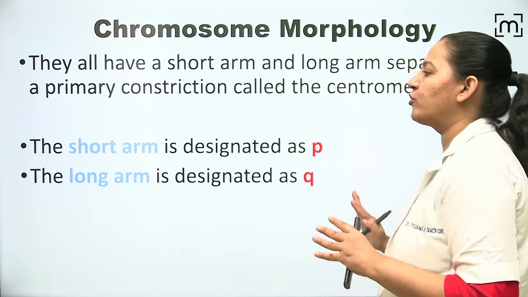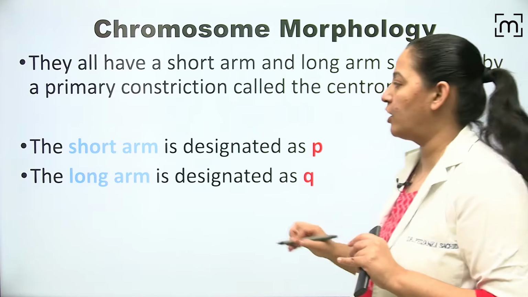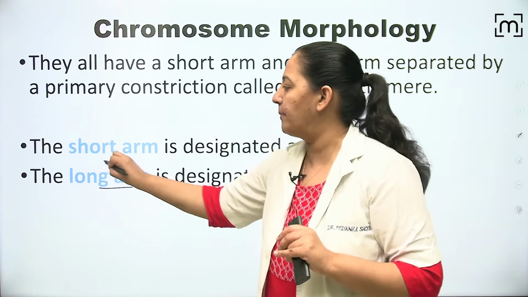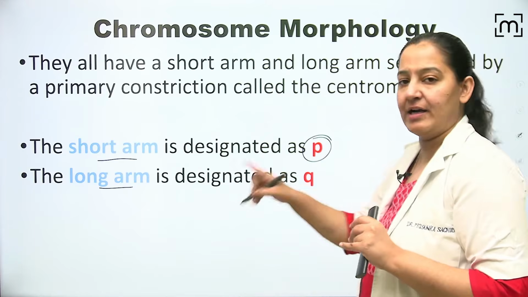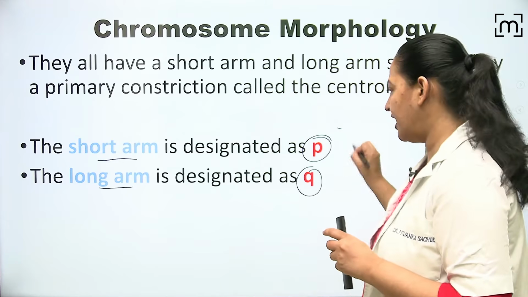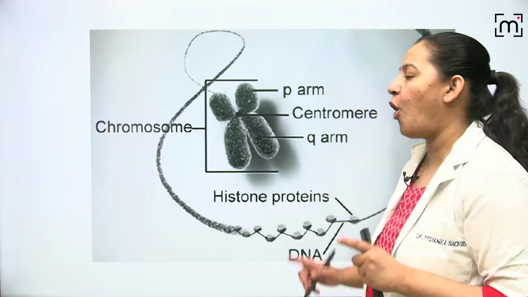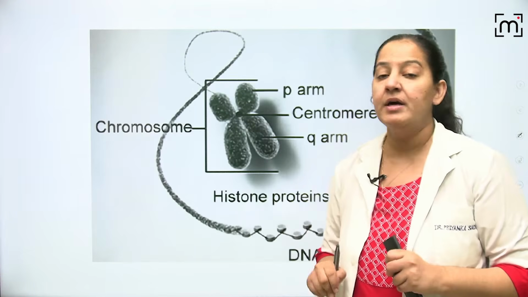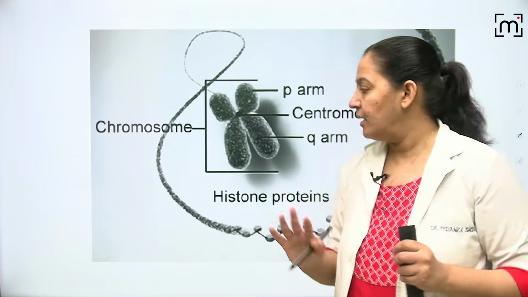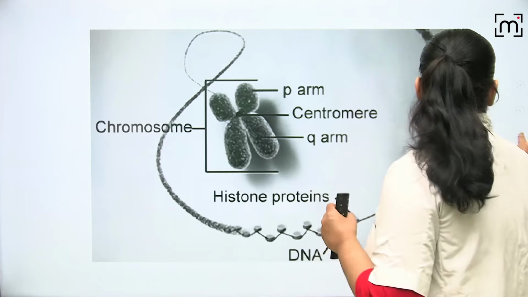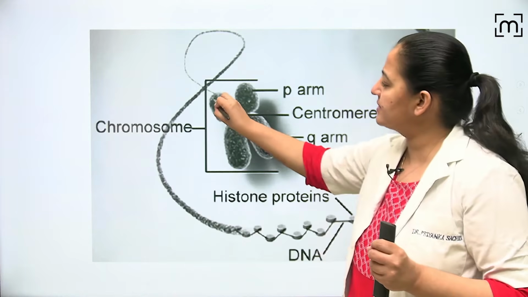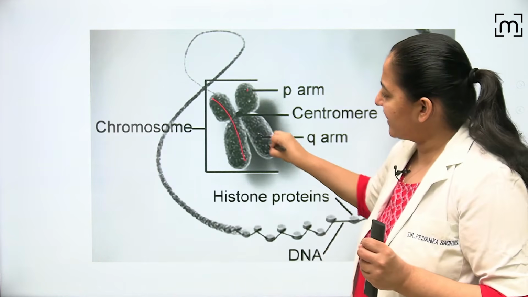Now in any chromosome there are two arms, the long arm and the short arm. Short arm is P and long arm is Q. They are denoted by the letters P and Q. You can see in this diagram that two chromosomes always occur in pair. These are known as sister chromatids. This is the first chromosome. This is the second chromosome.